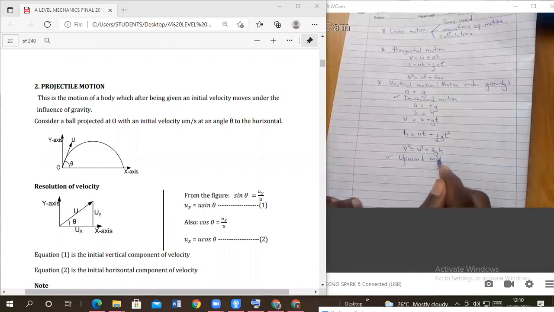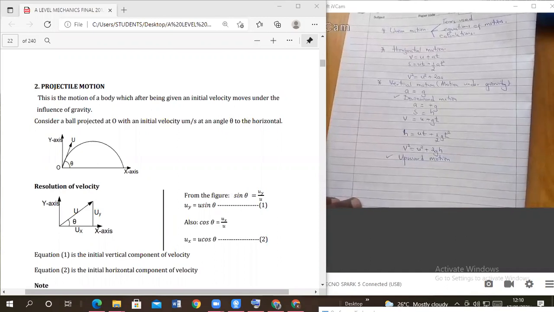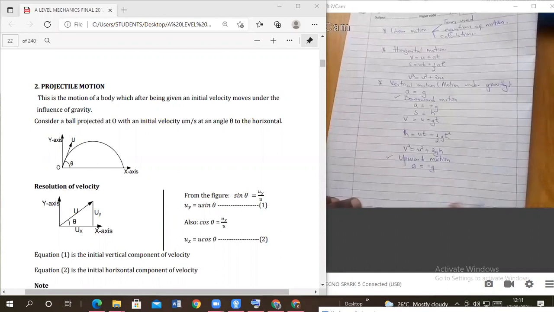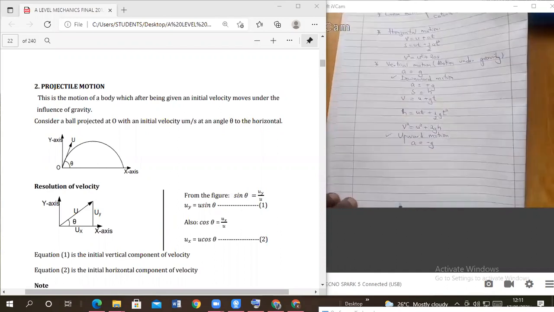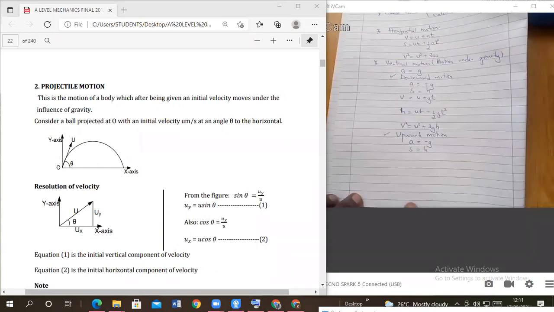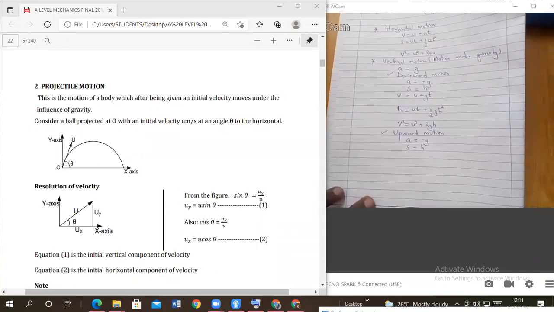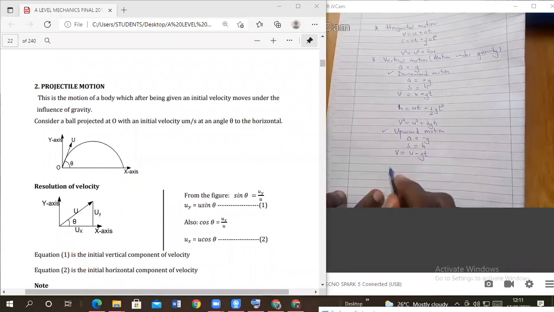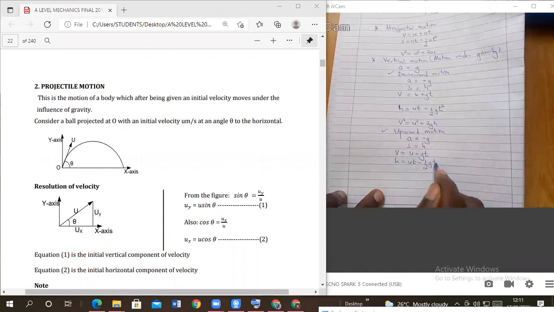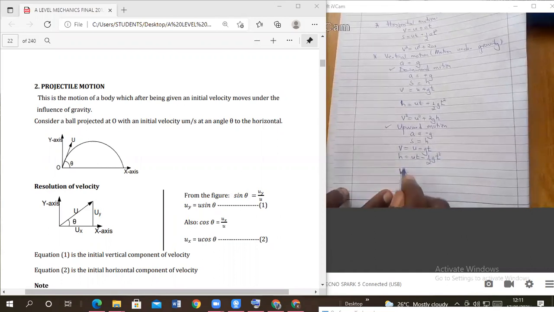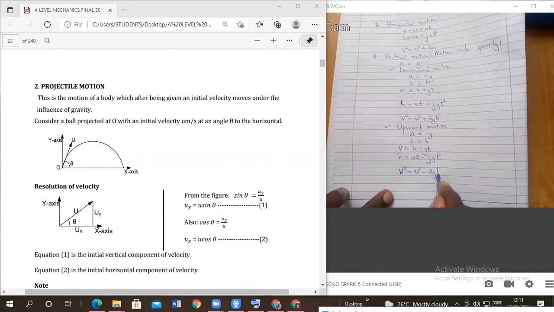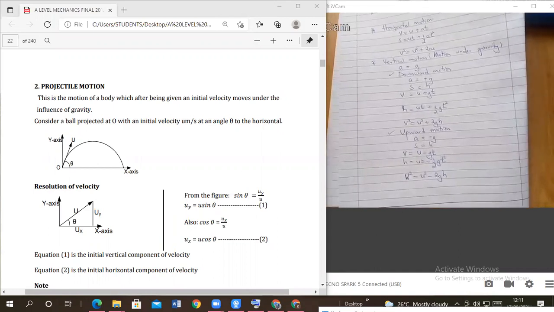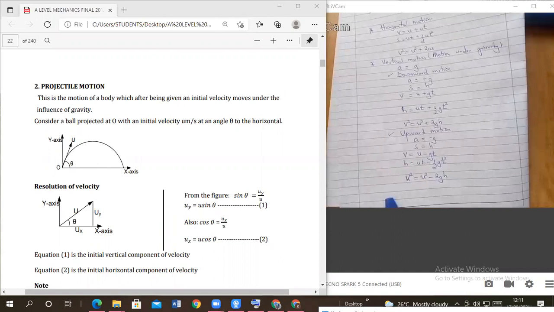Then we also look at upward motion. For this case, the acceleration will be equal to negative G, and S still remains height. So our equations of motion now will be V equals U minus GT, H equals UT minus a half GT squared, then V squared equals U squared minus 2GH. Are we together? Yes. So those are the things we look at basically.